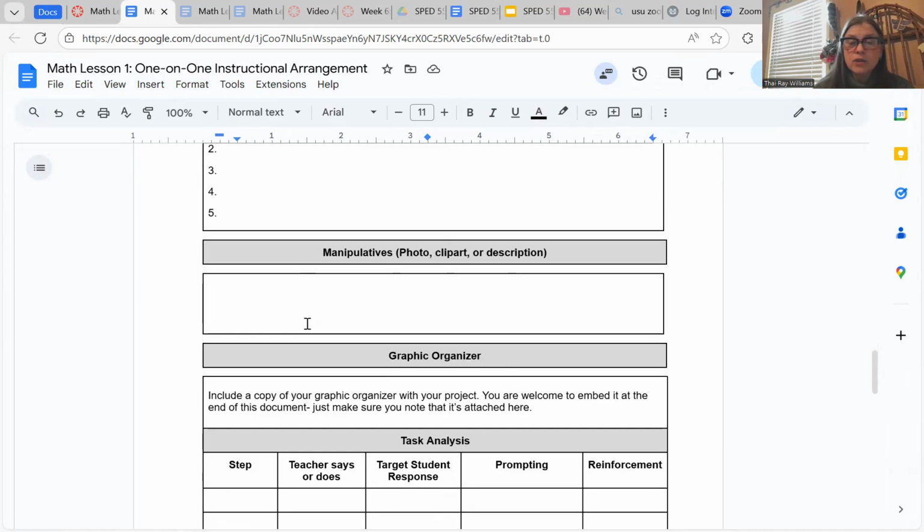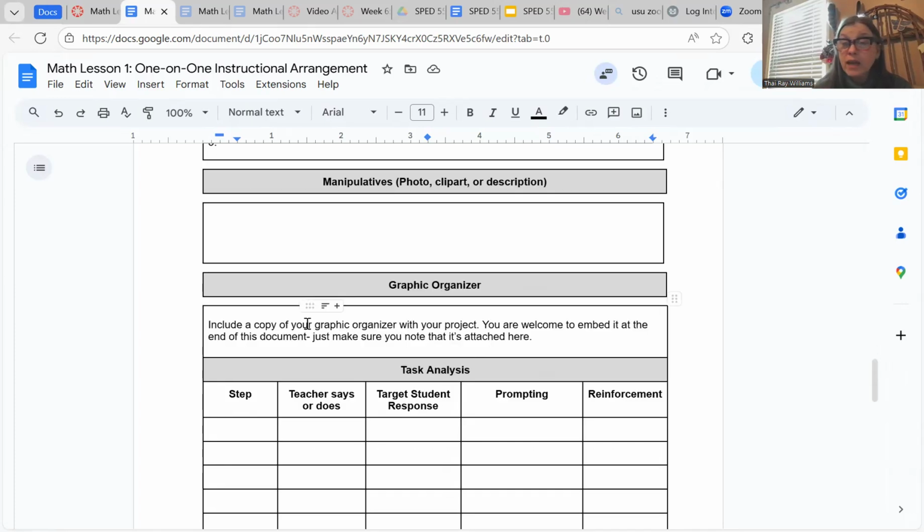Next, I want to know what kind of manipulatives you're using. And anytime you can, you want to be using manipulatives. So if there's a way you can figure out to be using manipulatives, I want to see them. And if not, I might come back and ask you for them. So go ahead and put it in there. You can either put a picture of your manipulatives, you can do clip art to kind of show me what it looks like, or you can do a description of those manipulatives. But again, if you are counting with one-to-one correspondence, what are you counting? What does that look like? And how does it tie into that real life theme?